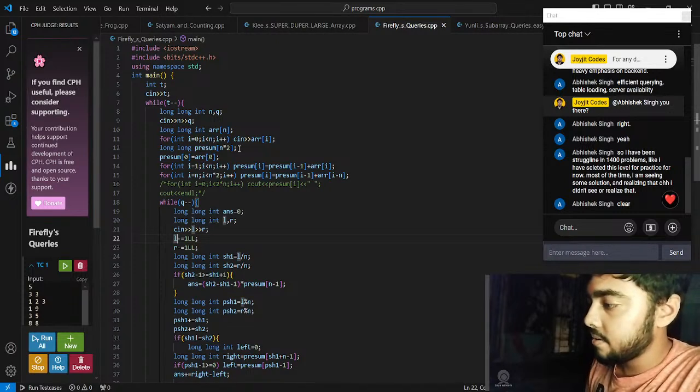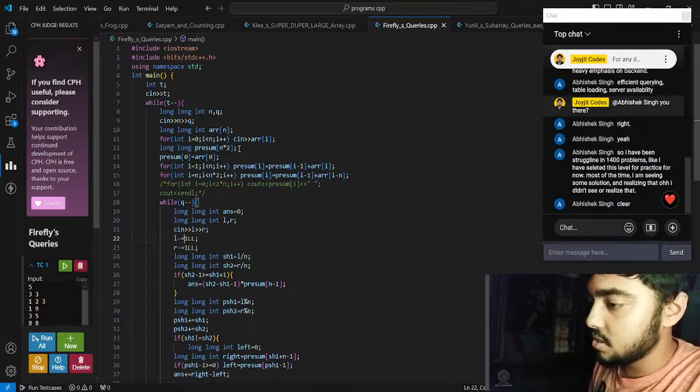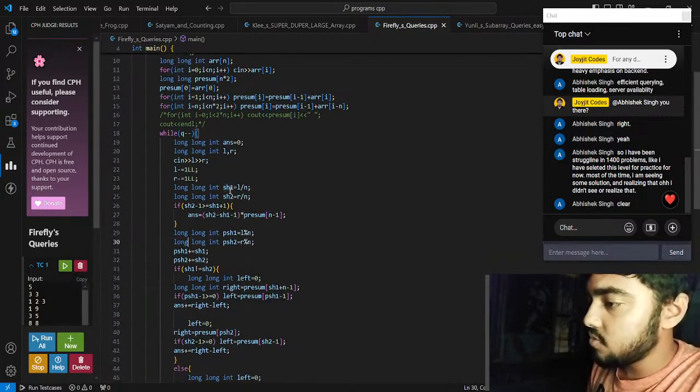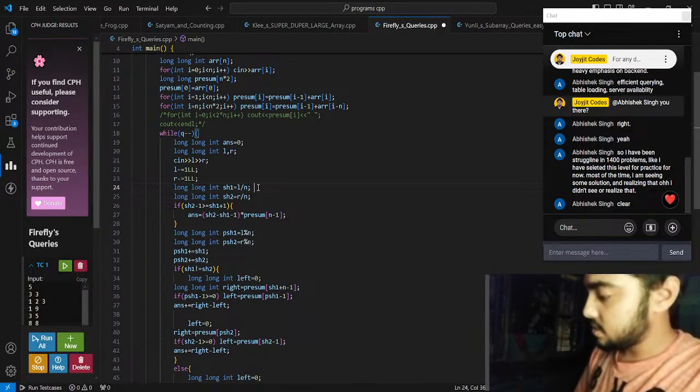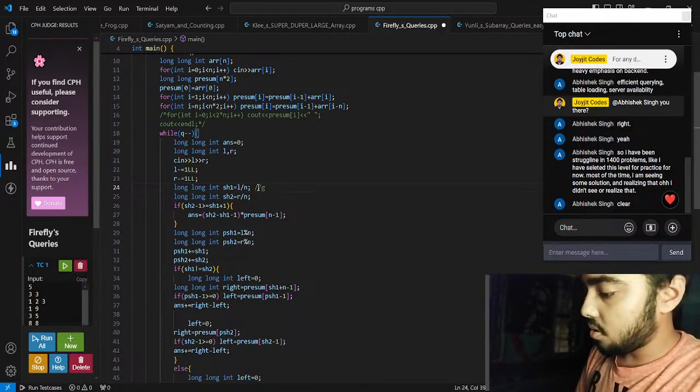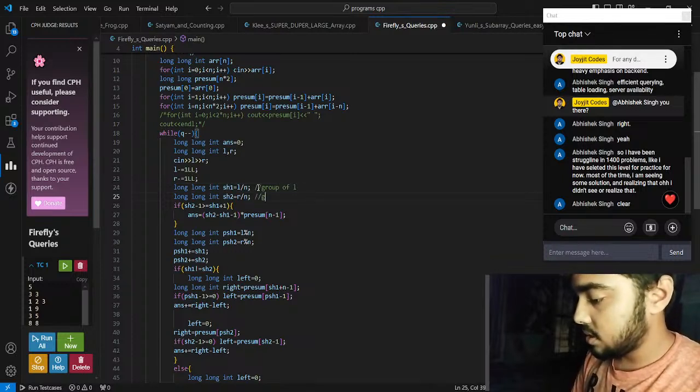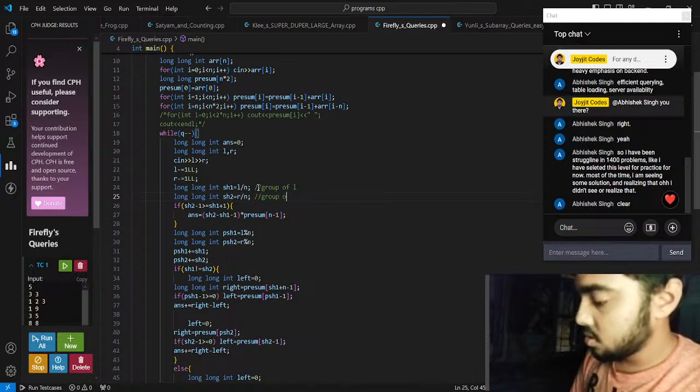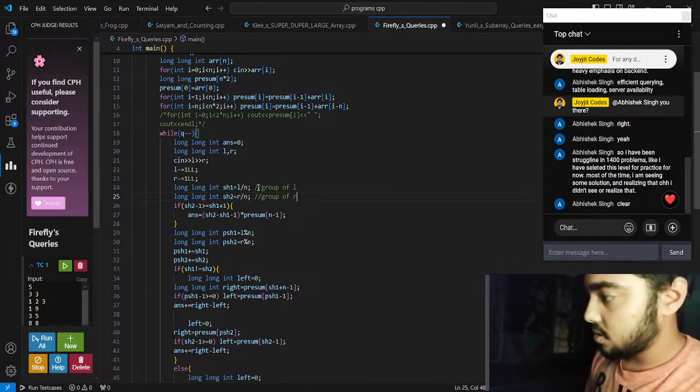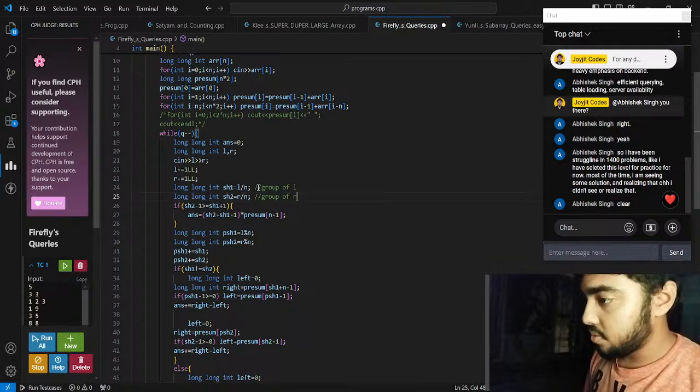Now for every query, we are taking L and R, and since L and R are in 1 based indexing, we first have to make it 0 based indexing. So we are just subtracting 1 from it. Now SH1 tells us the group of L, and SH2 tells us the group of R. Okay, so we get the group.